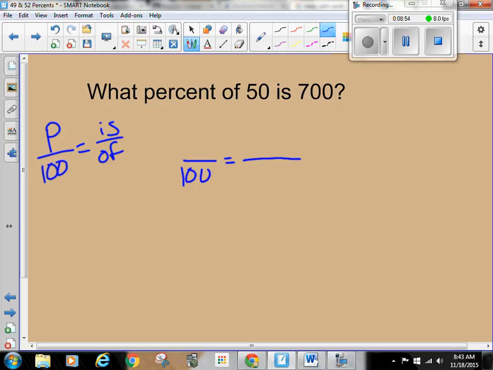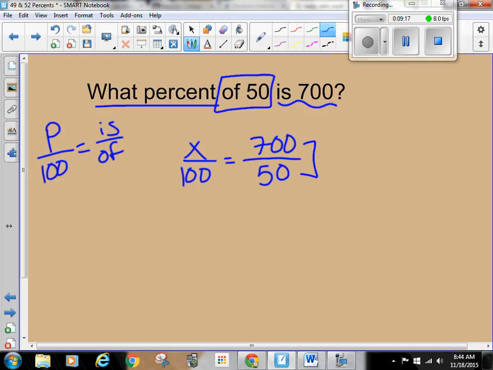All right, let's talk about it. It says what percent? So we don't know what our percent is, so that's where our variable goes. They tell us of 50, so we're going to put that in place of our of, and then we get is 700. Okay, so 700 is over the 50. That's a bigger number than 50, so we're looking for a percentage that's going to be greater than 100, and I know that right just from looking there.